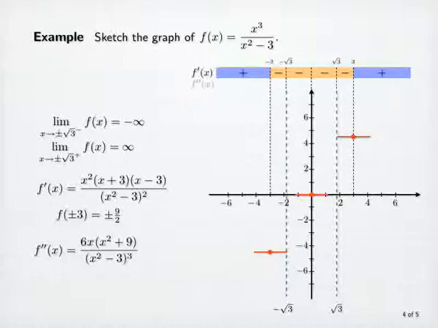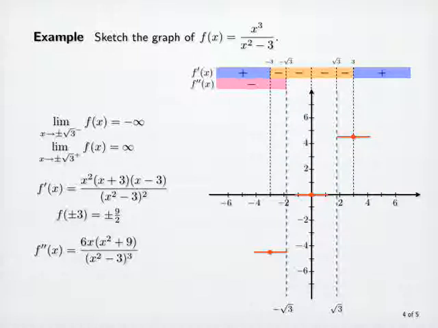Now let's look at the second derivative. Notice that the only values of x where f double prime of x can change sign are plus and minus the square root of 3, as well as x equals 0. When x is less than minus the square root of 3, the numerator of f double prime is negative, and the denominator is positive, and so f double prime of x is negative.